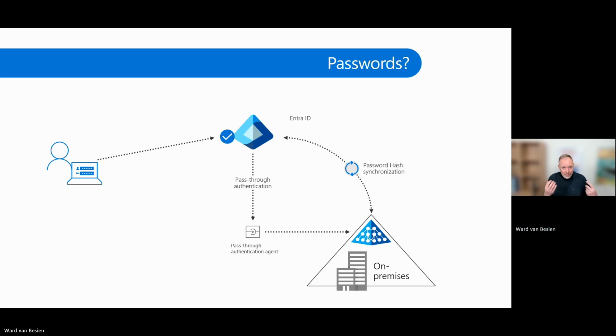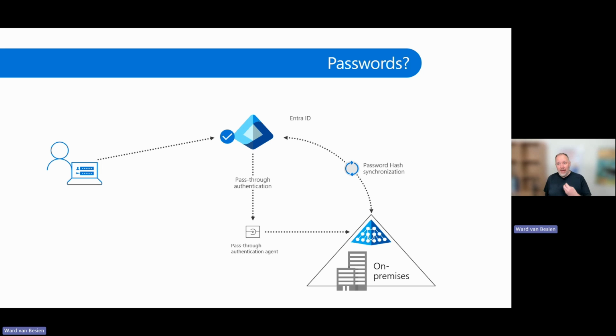Now, I mentioned this thing about pass-through authentication. When you set up Connect Sync, especially, you need to choose how you're going to handle passwords. Now, if you do Cloud Sync, you're always going to be using password hash synchronization. But if you have Connect Sync, you have the choice between pass-through authentication or password hash synchronization. And the thing to remember here is very simple.